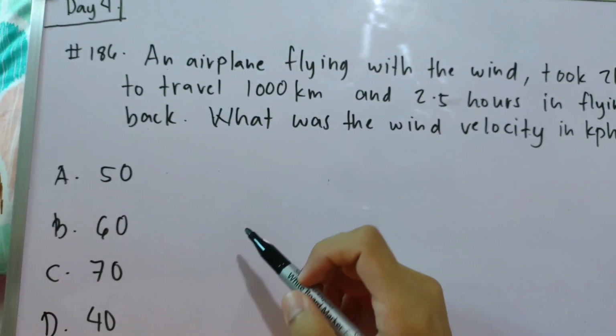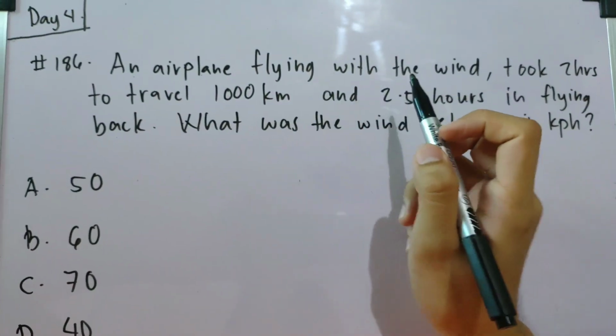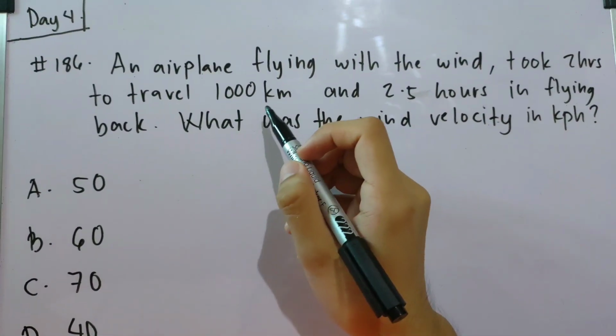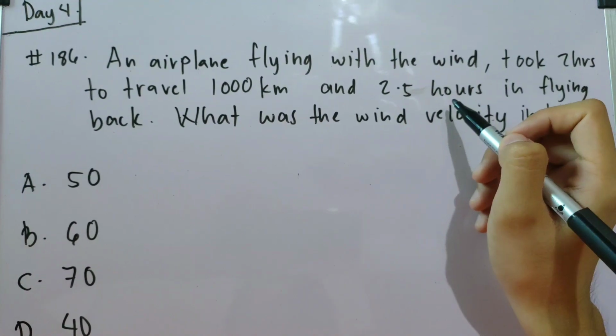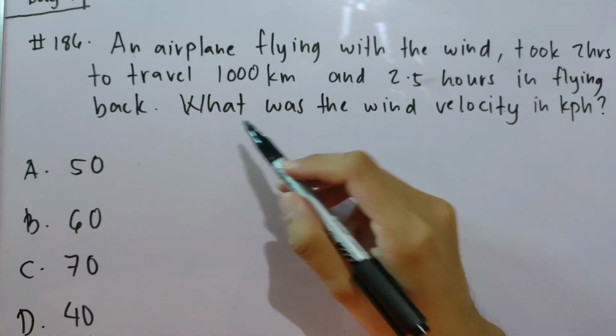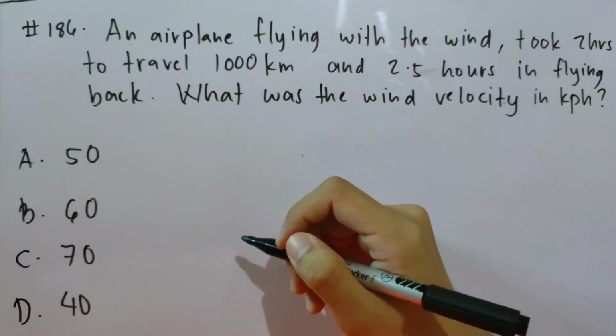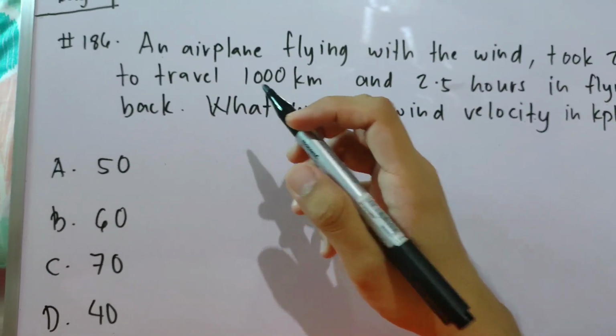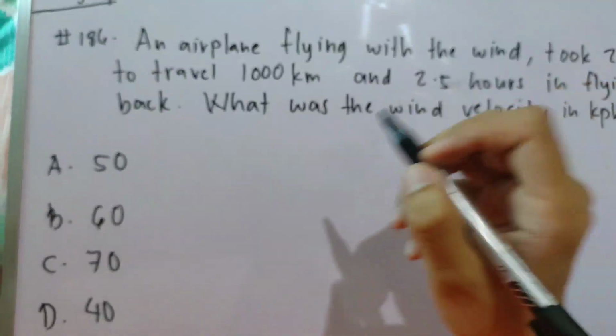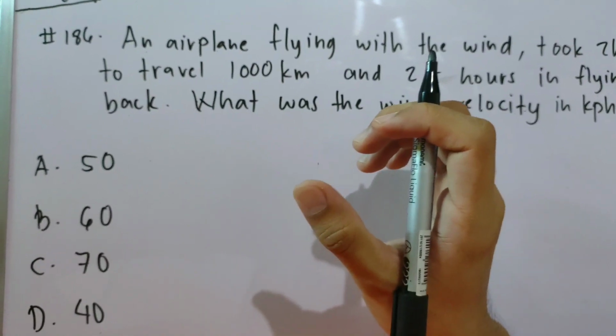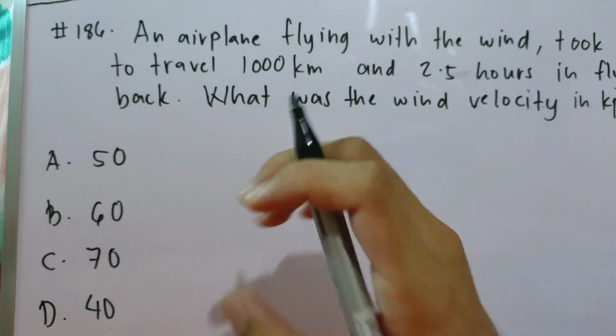Number 186. An airplane flying with the wind took 2 hours to travel 1,000 kilometers and 2.5 hours in flying back. What was the wind velocity in kph? So itong airplane, the same din siya sa concept ng boat. Kasi yung boat nagta-travel siya in water. Yung airplane naman, nagta-travel siya in air.